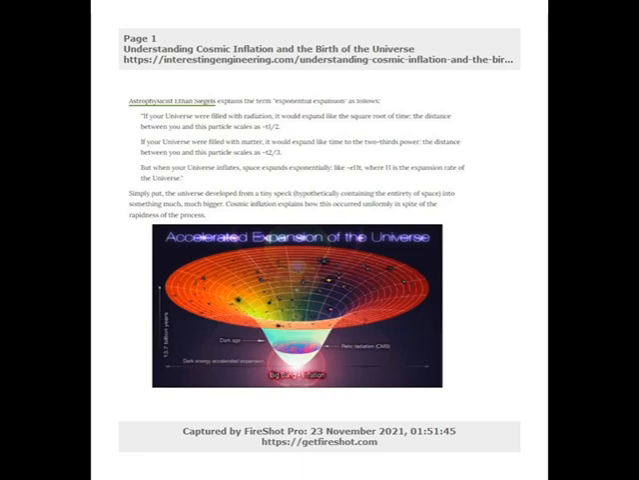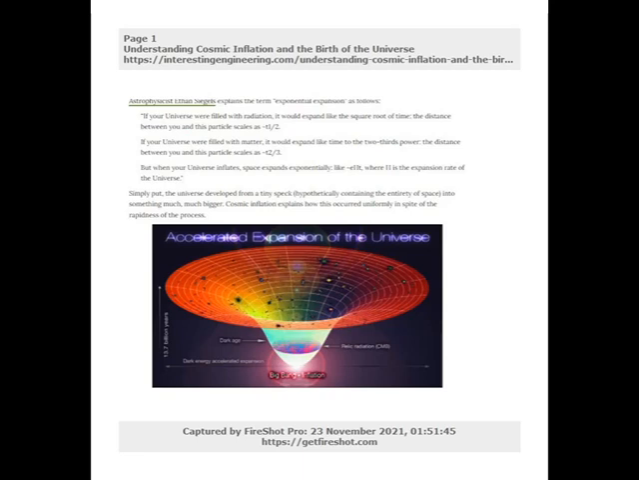If your universe were filled with radiation, it would expand like the square root of time. The distance between you and this particle scales asymptotically as t^(1/2). If your universe were filled with matter, it would expand like time to the 2/3 power. The distance between you and this particle scales asymptotically as t^(2/3). But when your universe inflates, space expands exponentially, like e^(Ht), where H is the expansion rate of the universe.